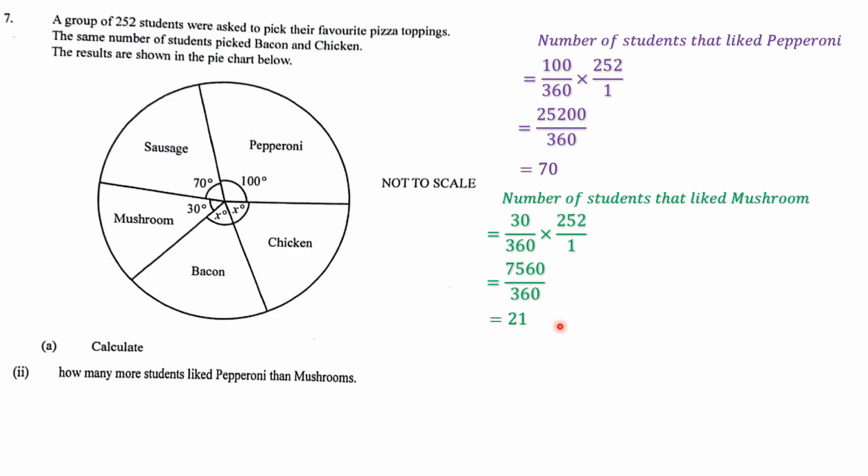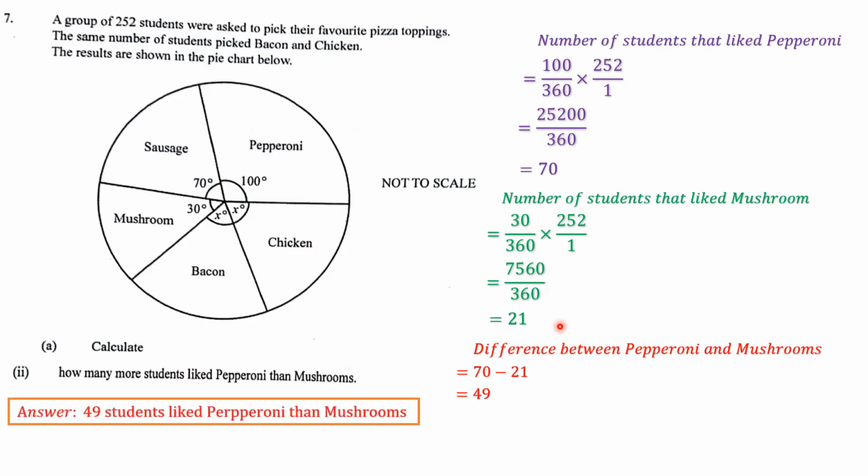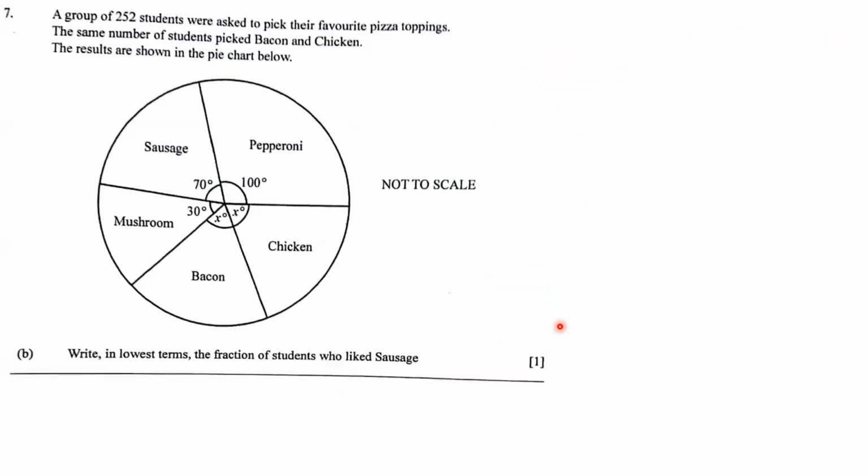And so to find how many more students like pepperoni than mushrooms, we're going to subtract. And so we get 70 minus 21, which is going to be 49. And so our answer is 49. So 49 more students like pepperoni than mushrooms. Okay, let's move on to the next question.